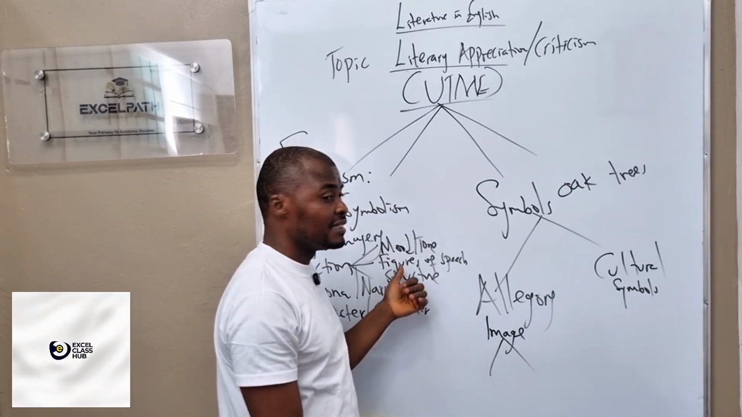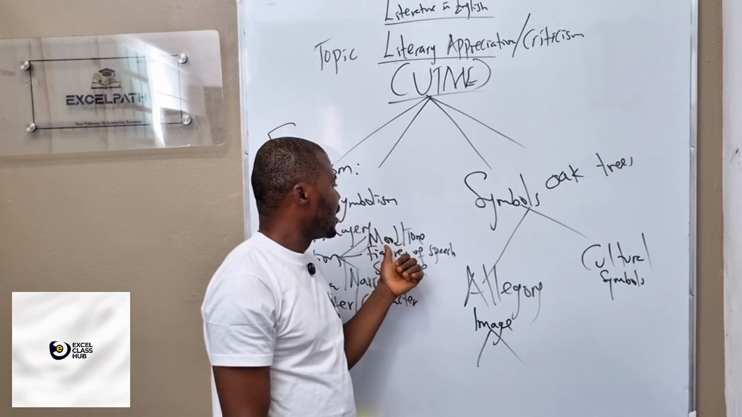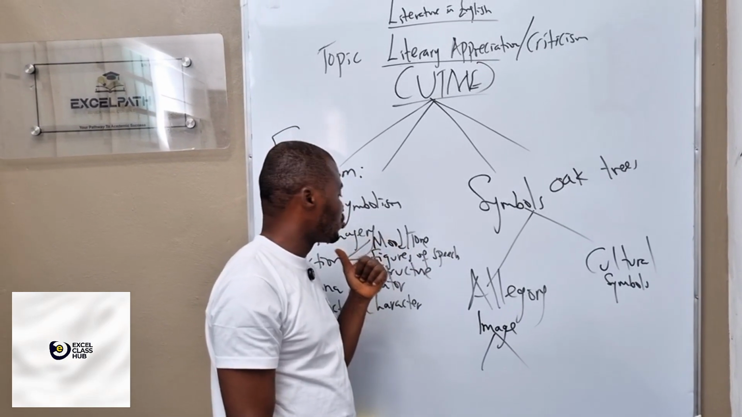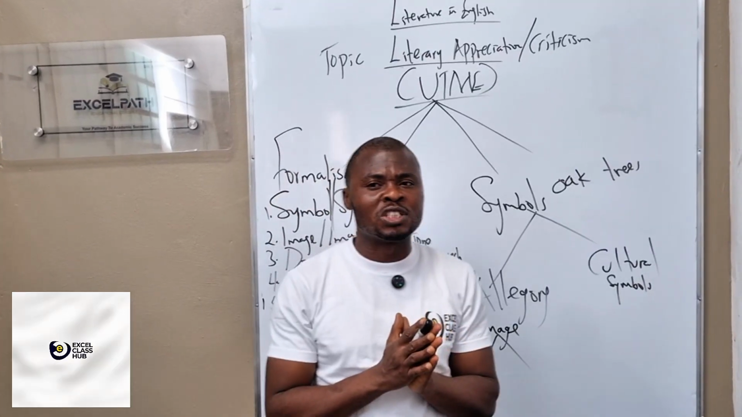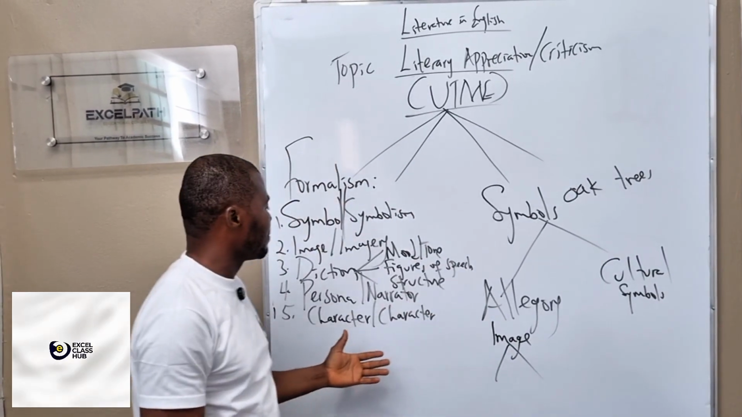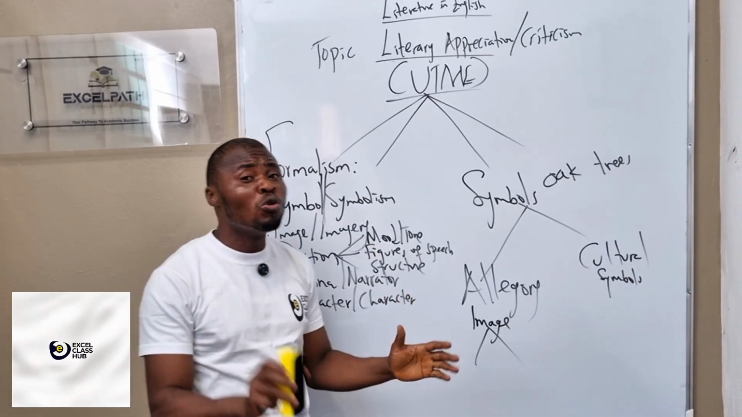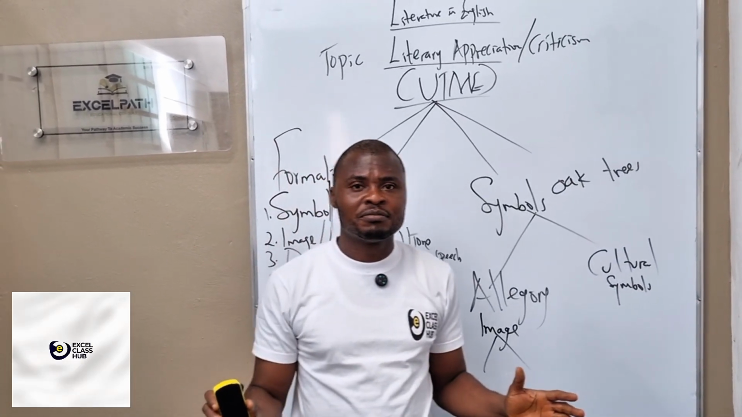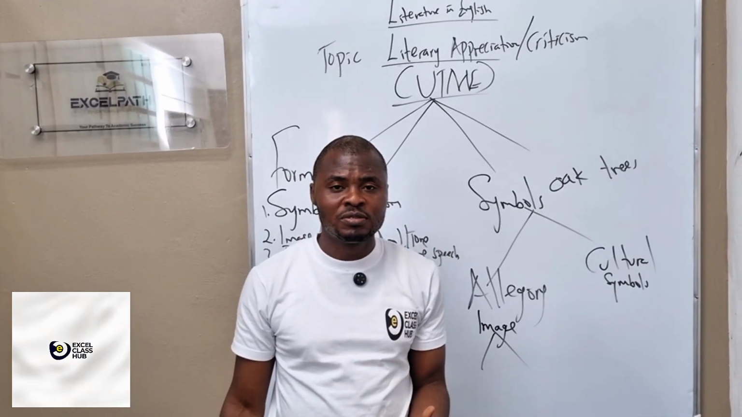Okay, now the mood and the tone. That's the difference between them. Now let's look at the figures of speech. There are so many figures of speech. We see there are 50 figures of speech you need to know.